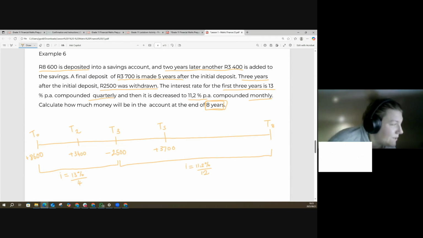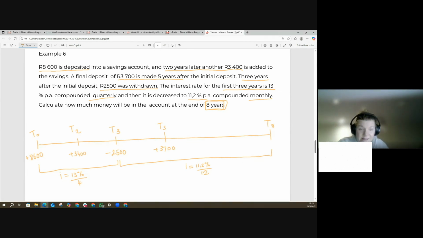Okay, so your timeline should look something like that. And if it does look something like that, then you are on a very, very good start. Okay, good. Tebogo, I'm taking that as a good sign.